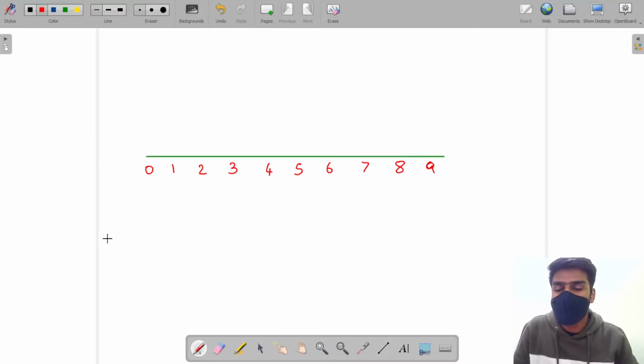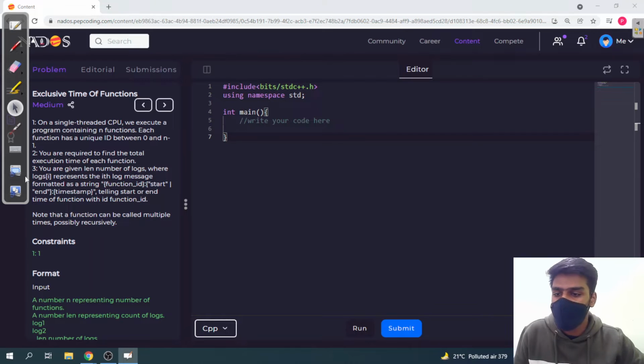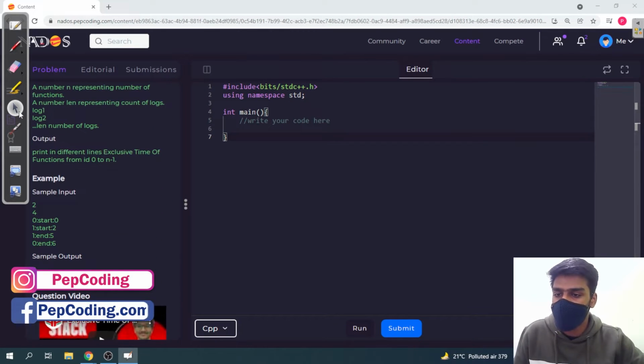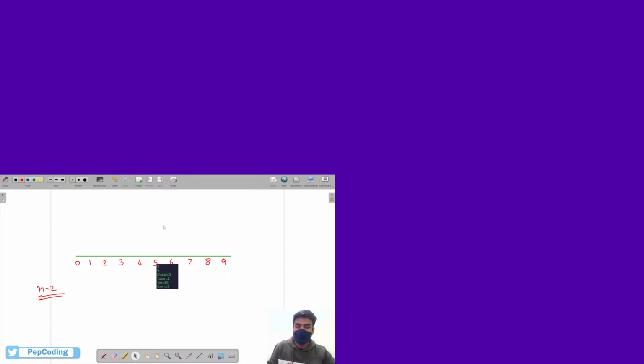So we are given, let's say, two functions. So n is 2, our number of functions. What will we do? Let's take an example from the question only, the sample input which we have here. Let me scroll down, and here is our sample input. Let's take it to the screen and I will explain using this sample input only.